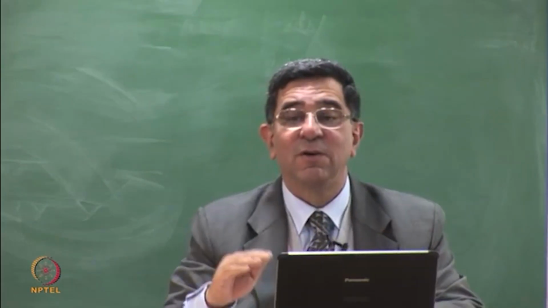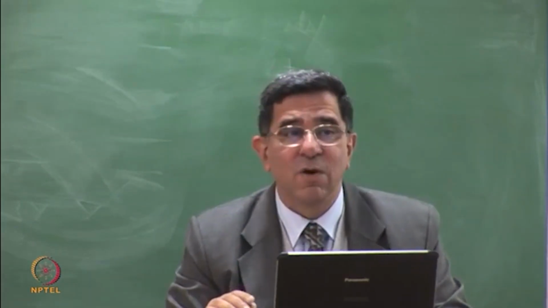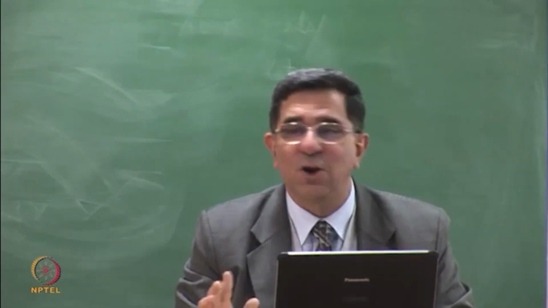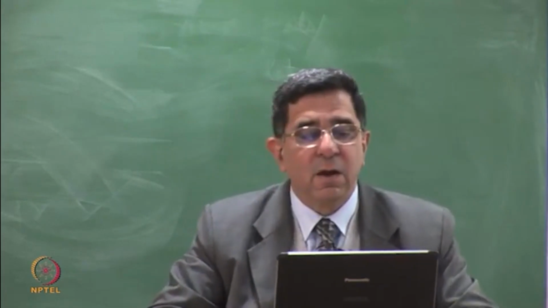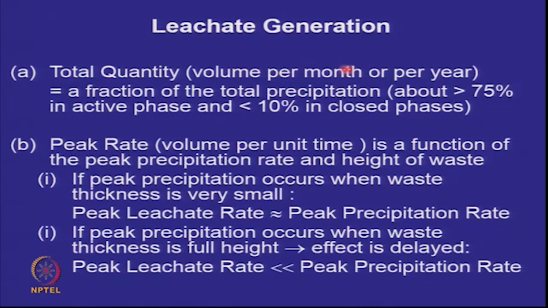And when they are talking of uphill and downhill, they are talking of 1% slope or 0.5% slope. They are not talking about climbing a hill, right? So total quantity, volume per month or volume per year, is a fraction of the total precipitation. Please understand, about 75% from the active phase, more than 75, and less than 10% from the closed phases. That's the total quantity that you're going to handle in that year.